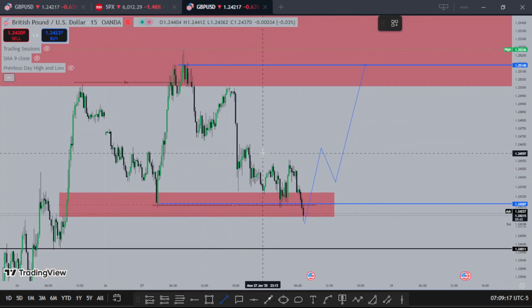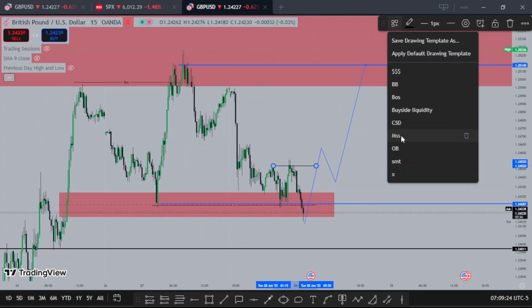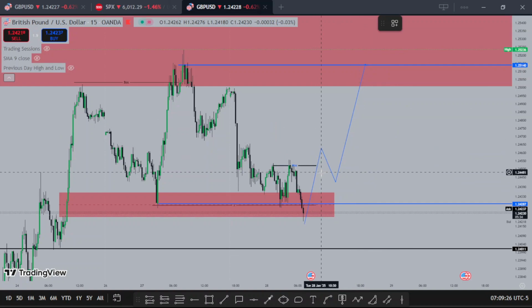So if price does exactly what I just drew right now, this is going to be acting as our market structure shift if it breaks above this high. So let me say this: if I am to enter right now on GBPUSD, I'll wait for price to do the same thing like I drew here. Okay, great. Now let's head over to another currency pair.